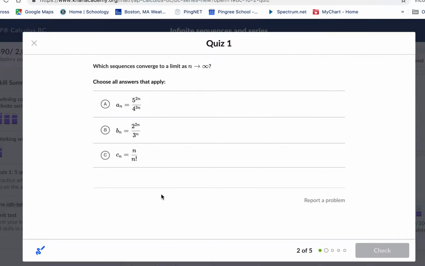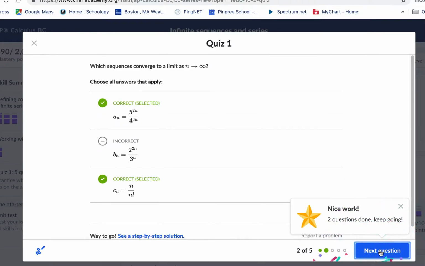Which sequence converges to a limit as n goes to infinity? Okay, as n goes to infinity, that is above 1. That is going to be 4 to the third to the n and 5 to the second to the n. So 25 to the n power over 64, 4 times itself 3 times. So 25 over 64 all raised to the n. So use your exponent. So that one is going to converge because 25 over 64 is less than 1. How about this one? 2 to the second is 4. 4 to the n over 3 to the n will not converge. And this one, we know this one is going to converge to 0. So just work on those.